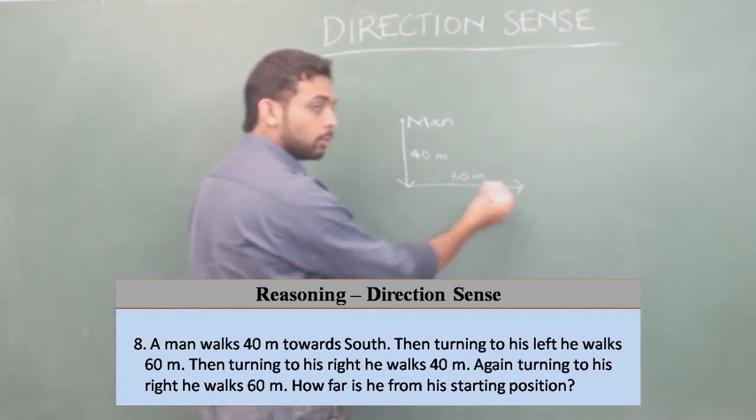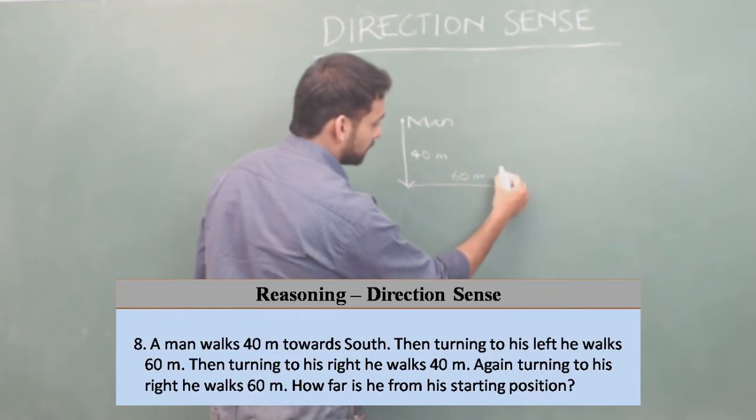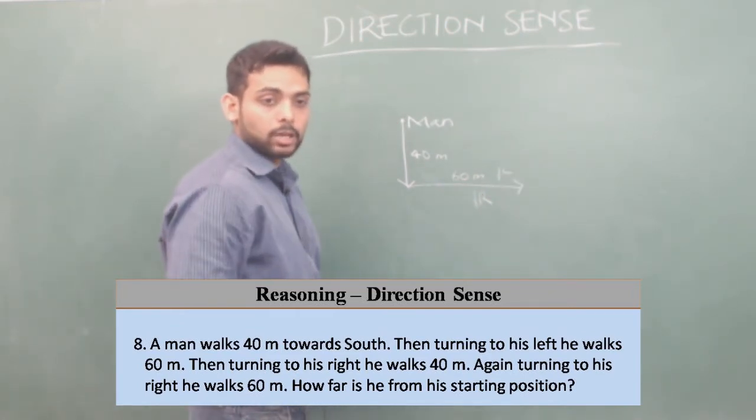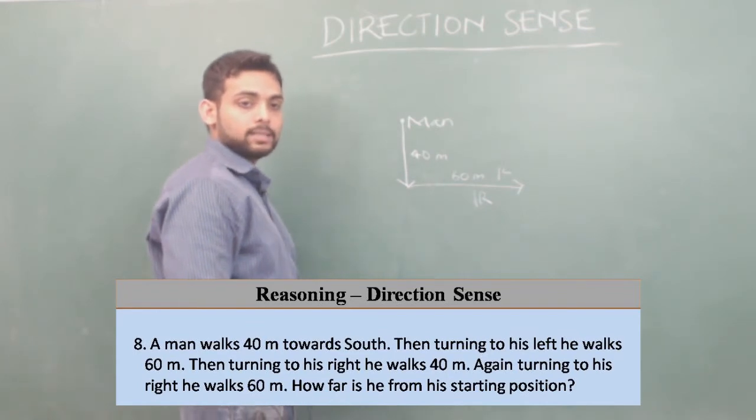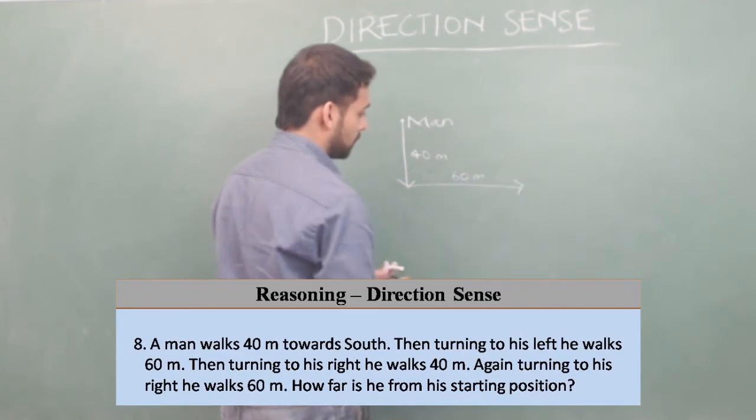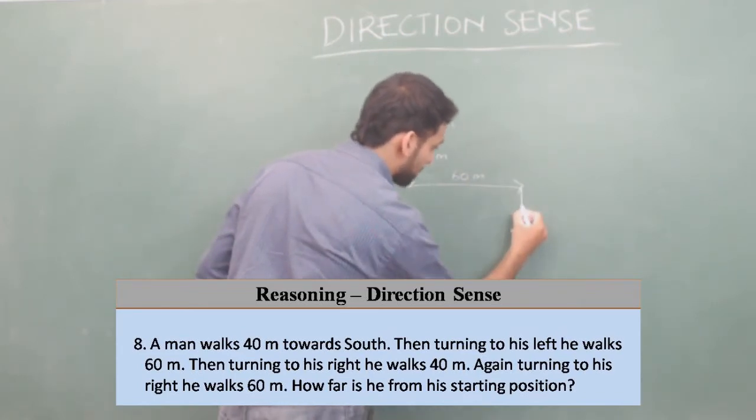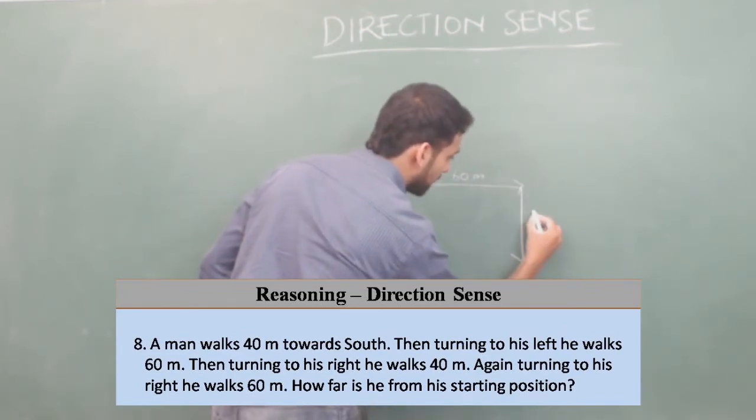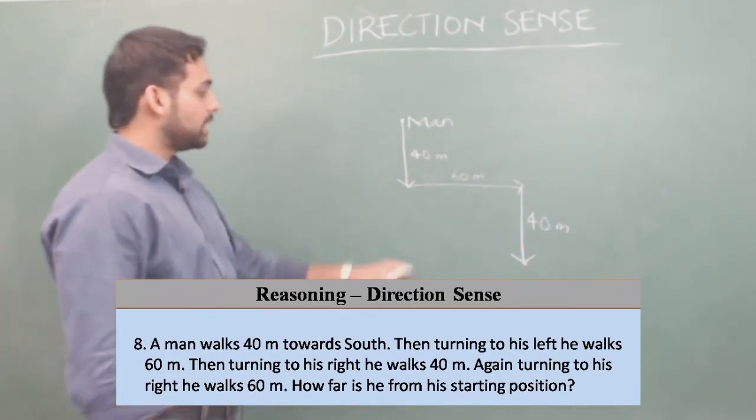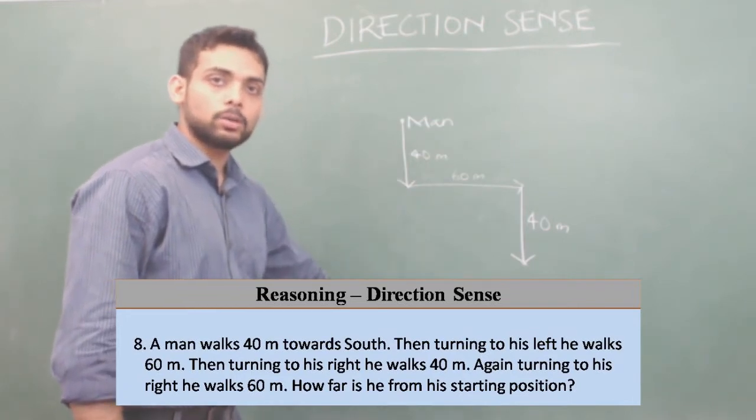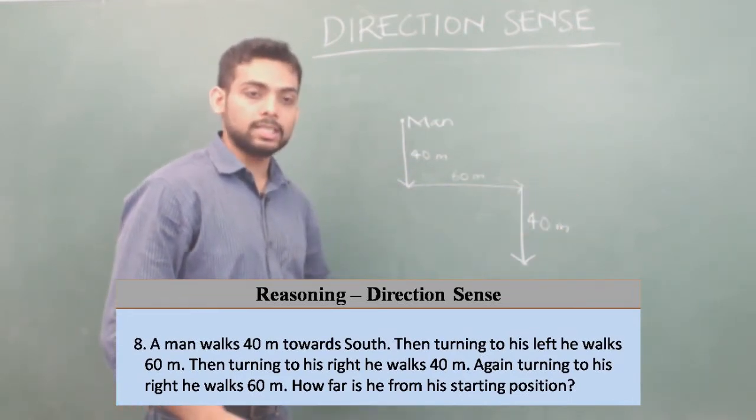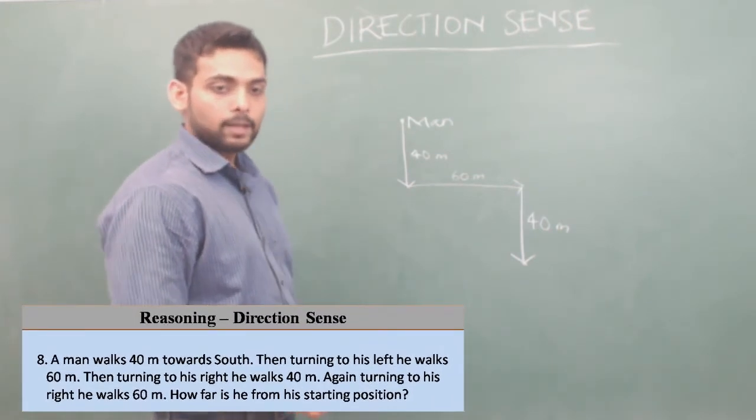Okay. So when I'm moving towards the east, this is my left, this is my right. So now this man turns right and walks 40 meters. So he turns right again and he walks 40 meters. So I see totally he's walked 80 meters down south so far, 40 plus 40, and 60 meters to the east. Let's proceed.